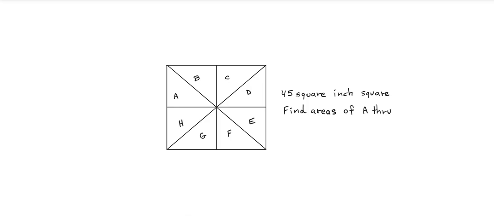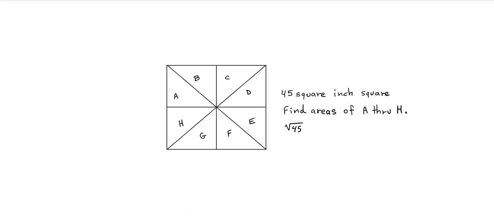2025. So this lecture is going to focus on 8 sections of a square and each section's area expressed in fraction and/or radical units rather than decimals. So you might have a geometry problem that requires you to express the answers other than decimal answers. So we'll assume you have a 45 square inch square and you find the areas of triangles A through H.